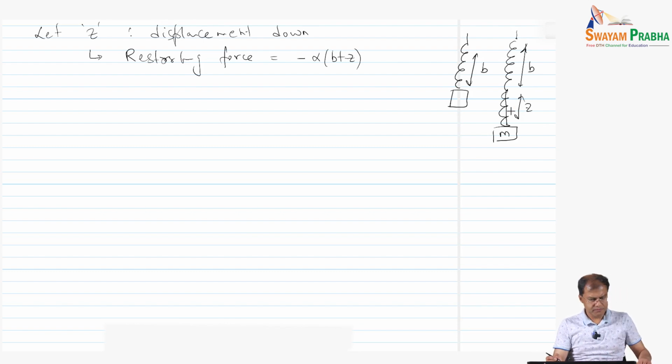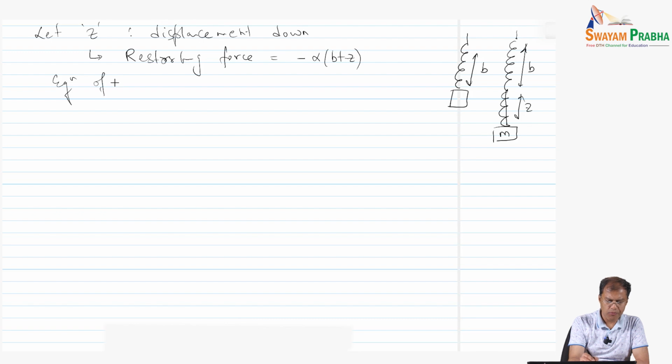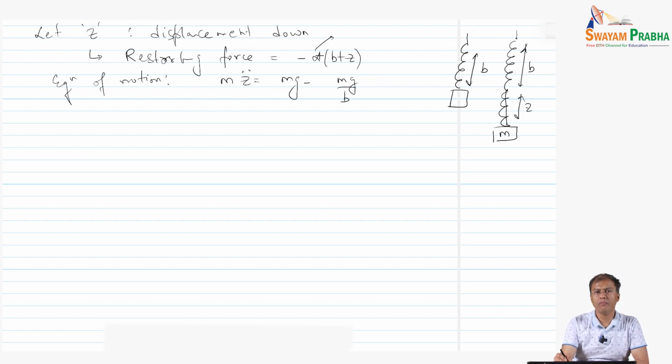Then if we write the equation of motion, we find that m z double dot is mg minus alpha times b plus z, where alpha comes from my equilibrium equation: alpha is mg by b.